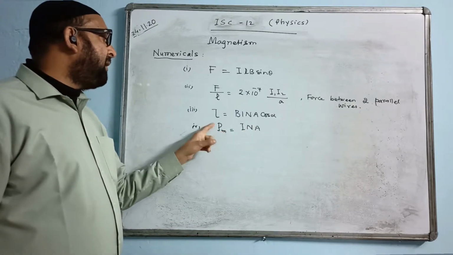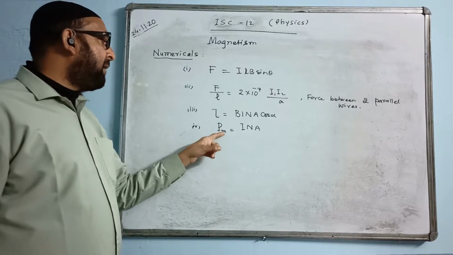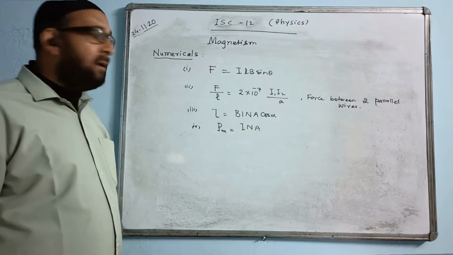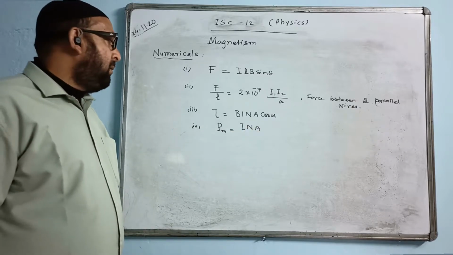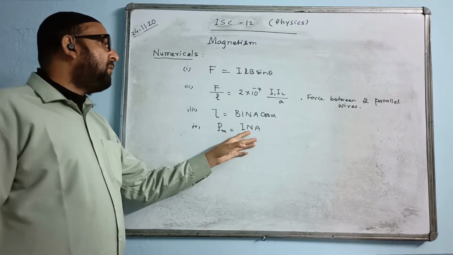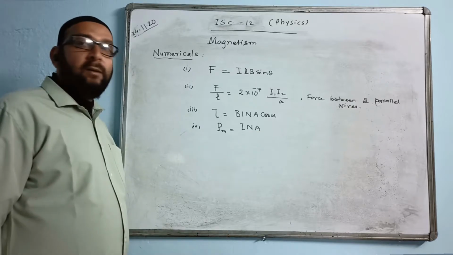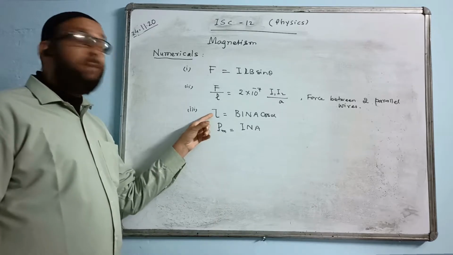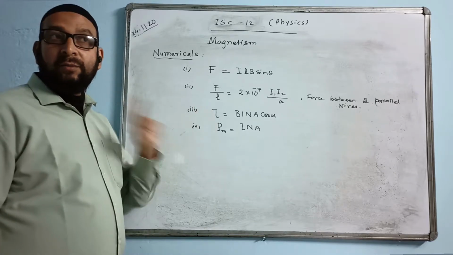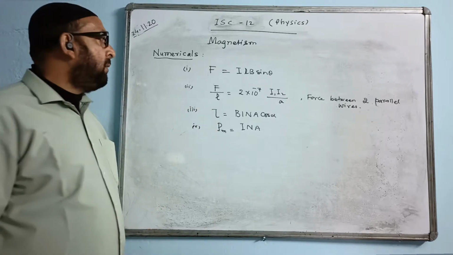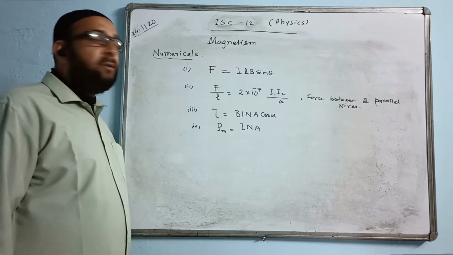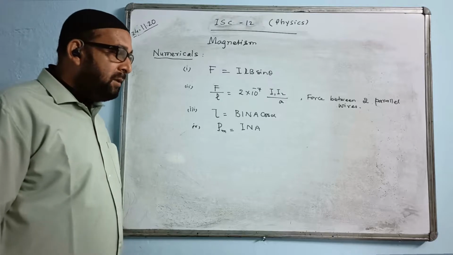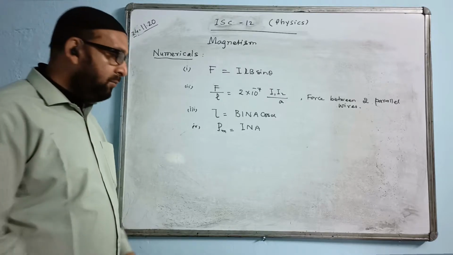And PM is the magnetic dipole moment. PM means magnetic moment or magnetic dipole moment. The formula is INA, where I is current, N is the number of turns, and A is the area of the coil. The unit of PM is ampere meter square. Torque unit will be Newton meter, remember it, because torque means force into distance. And unit of force will be Newton. So these are the formulae in this chapter. Now we will be doing the problems.